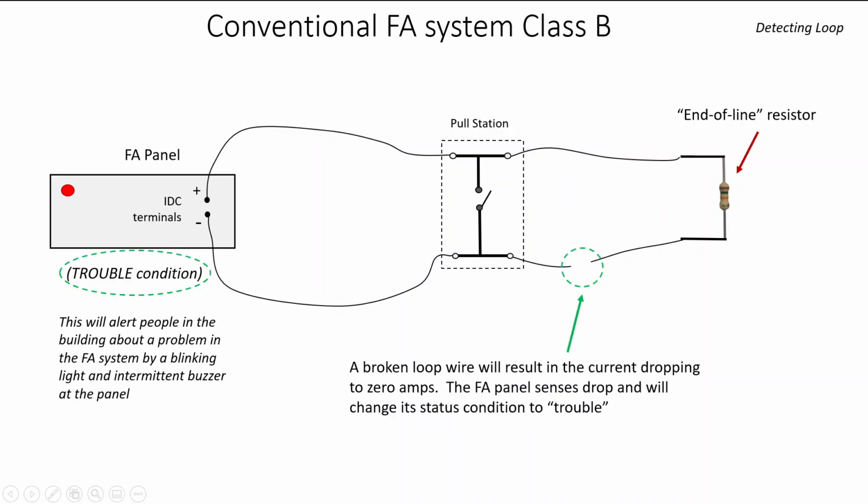If for some reason the current would drop to zero, it would signal to the fire alarm panel that there is a problem in the wiring or perhaps a removal of a device. In either of these situations, the fire alarm panel should go into a trouble condition. And we can see the removal of a wire from a pull station would elicit the same response, as the supervisory current would drop to zero.